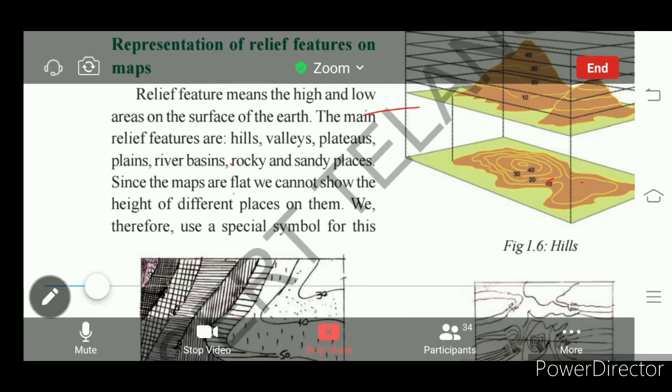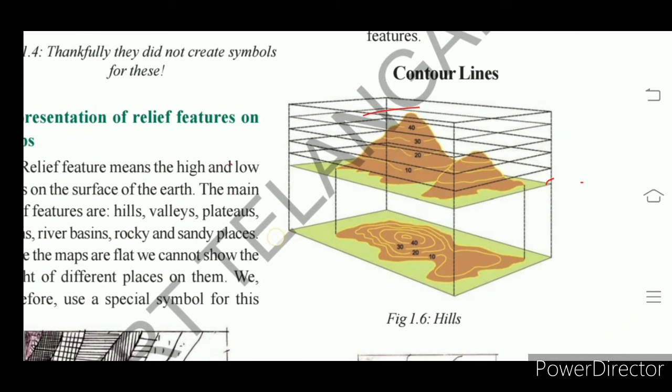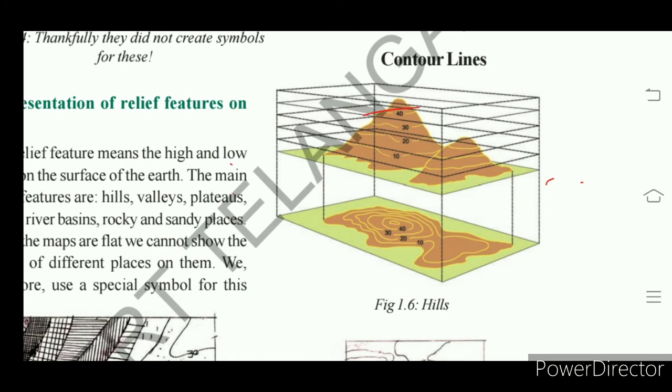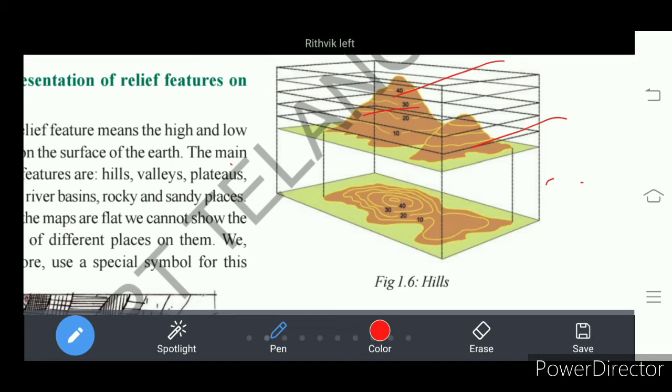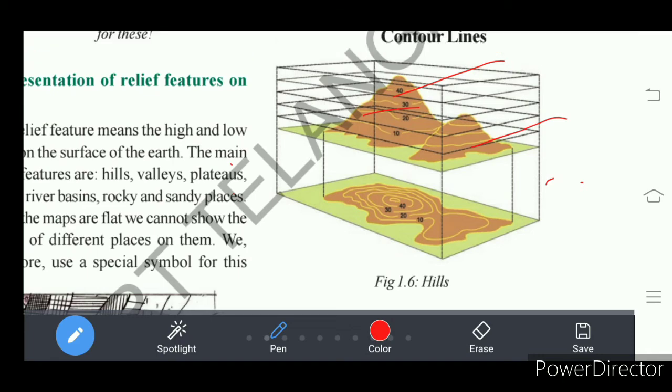Okay, look here. This is figure 1.6 showing the different heights of the places. Look here, there are hills. This is one, given here and here. These are not at the same height. Then how do we show these on a map? This is the map. It is shown by drawing lines for different heights.